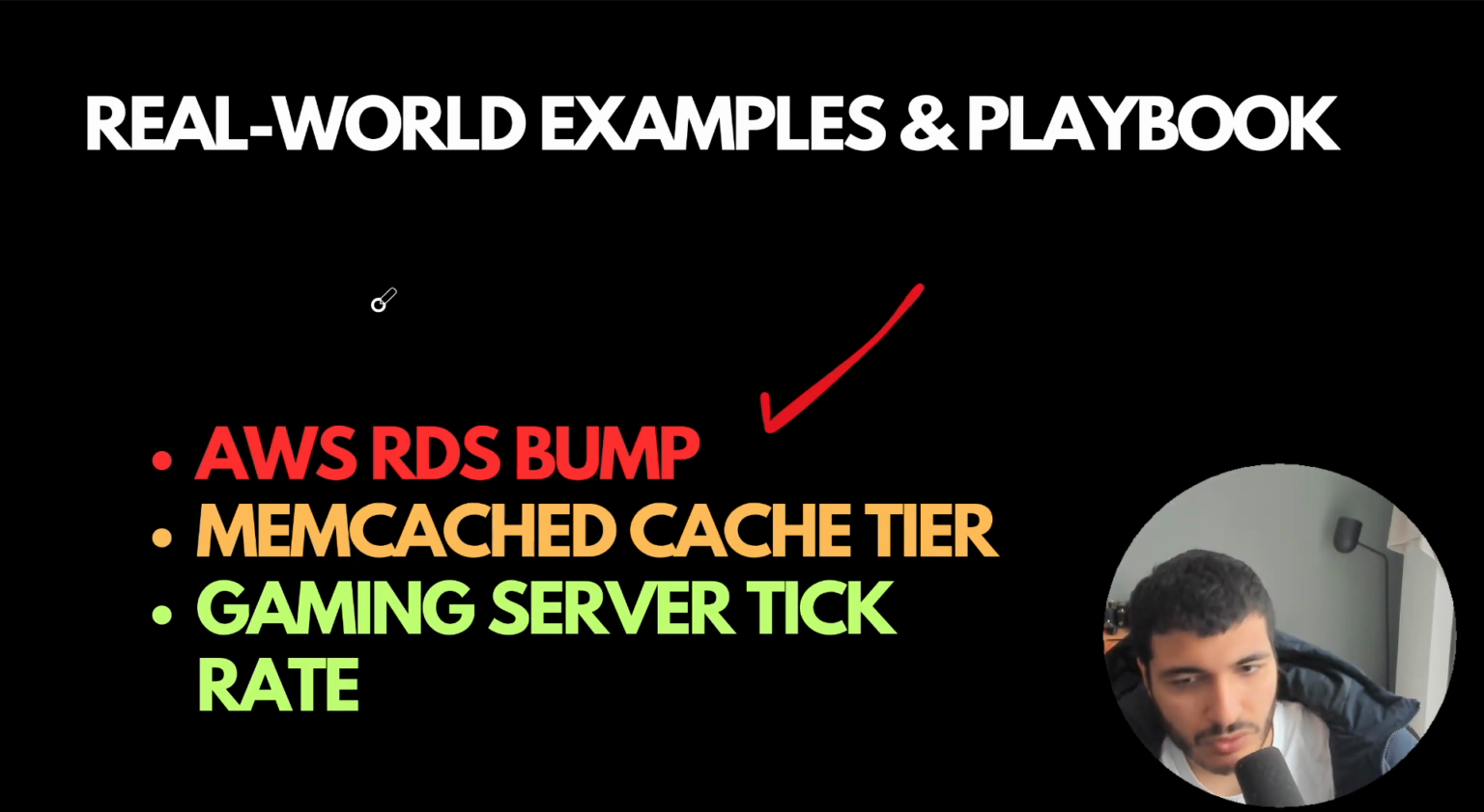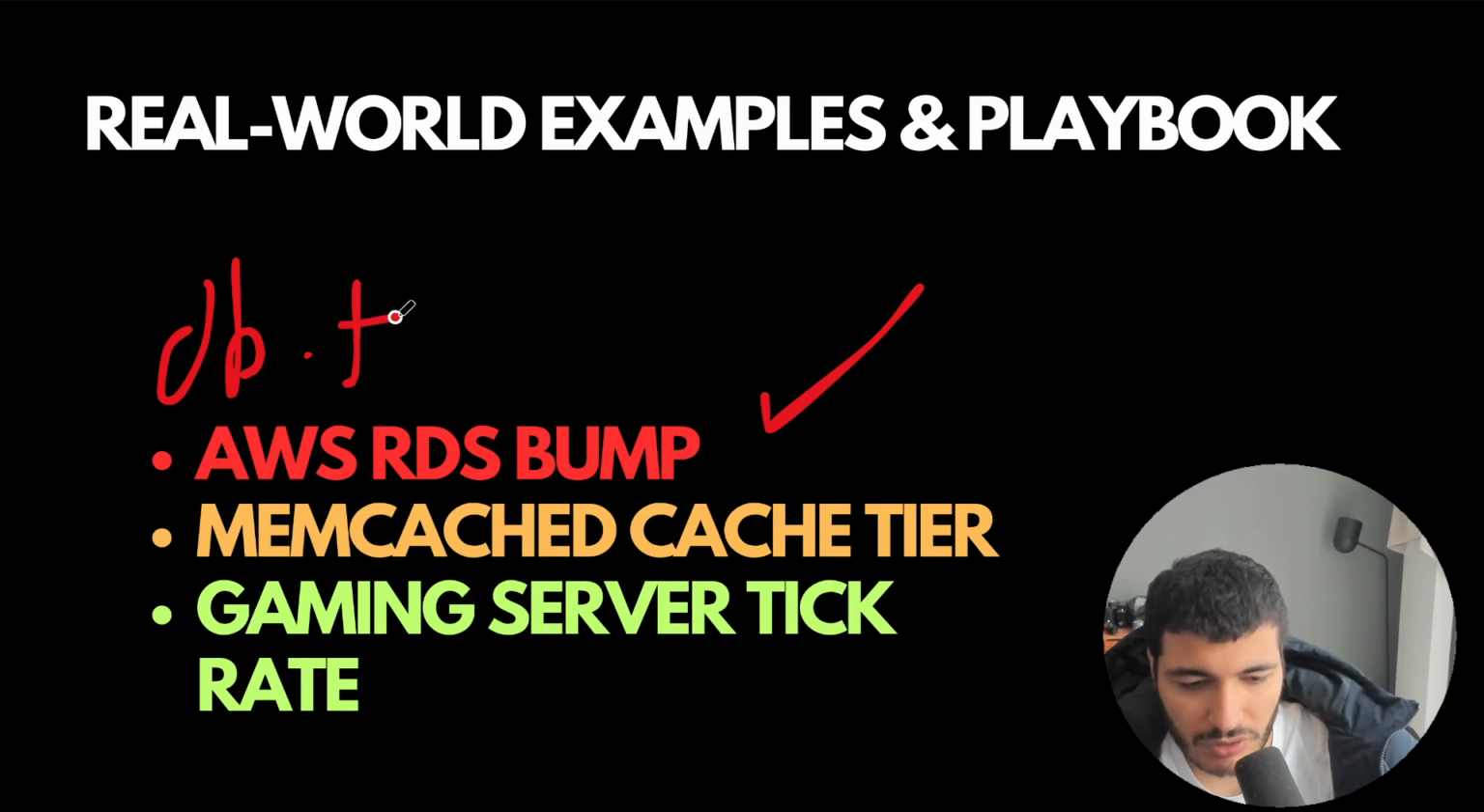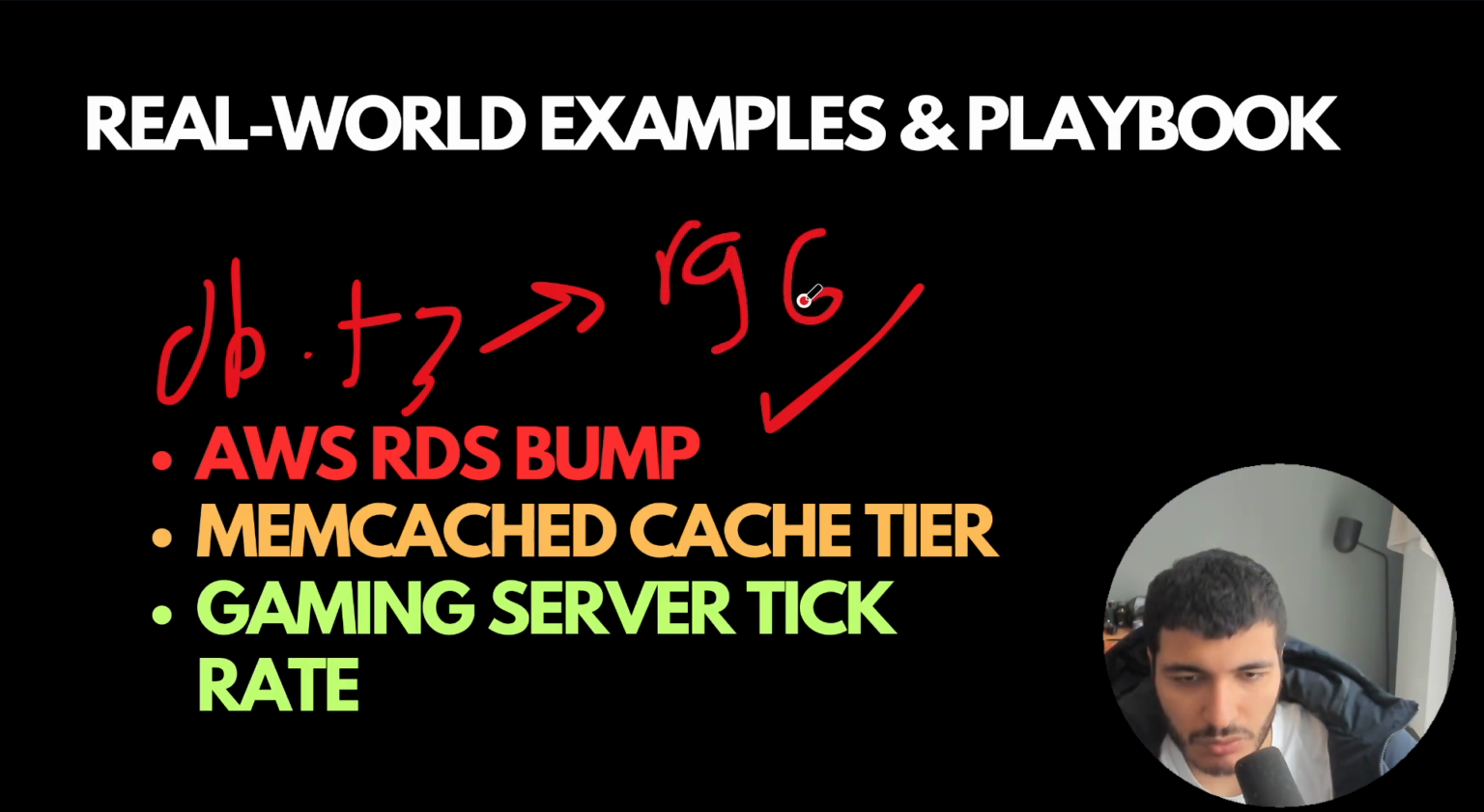For example, AWS RDS uses vertical scaling. If you have a Postgres instance, you can upgrade from a db.t3 medium to a db.r6g, which is basically a large one. Memcache also uses vertical scaling. When the cache hit ratio is fine but the CPU is the bottleneck, we move to another tier, for example C7G, as I remember.